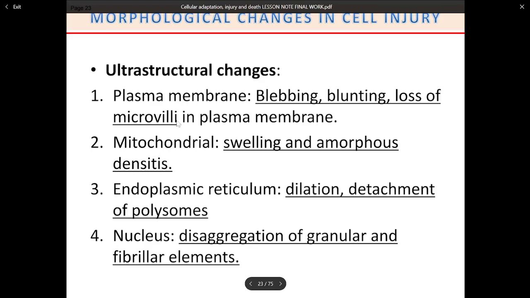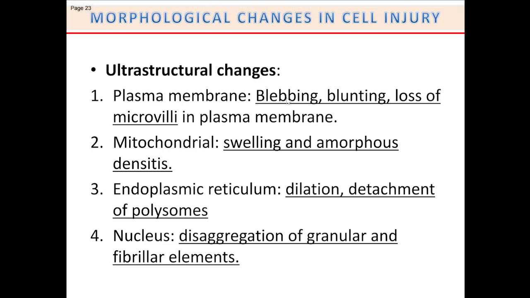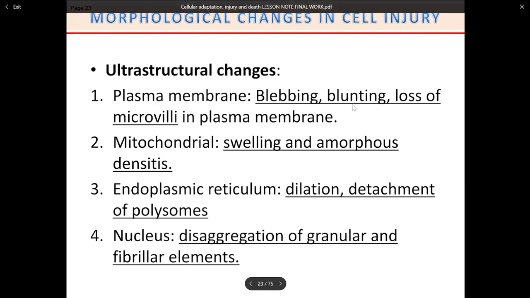Now, ultrastructural changes that occur during cell injury. Number one is the plasma membrane. There's blebbing and blunting. This is loss of the microvilli, those structures that enable the cell to move. There's blunting and loss of microvilli in the plasma membrane. Another ultrastructural change occurs in the mitochondria, which is swelling and unforced densities.